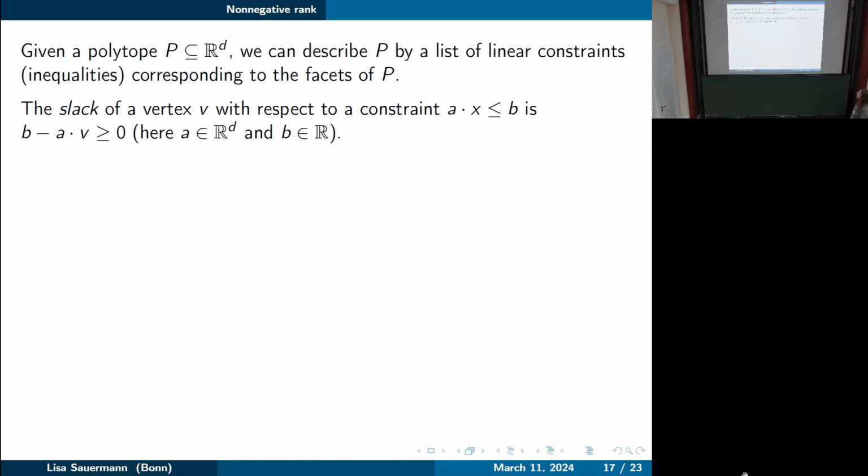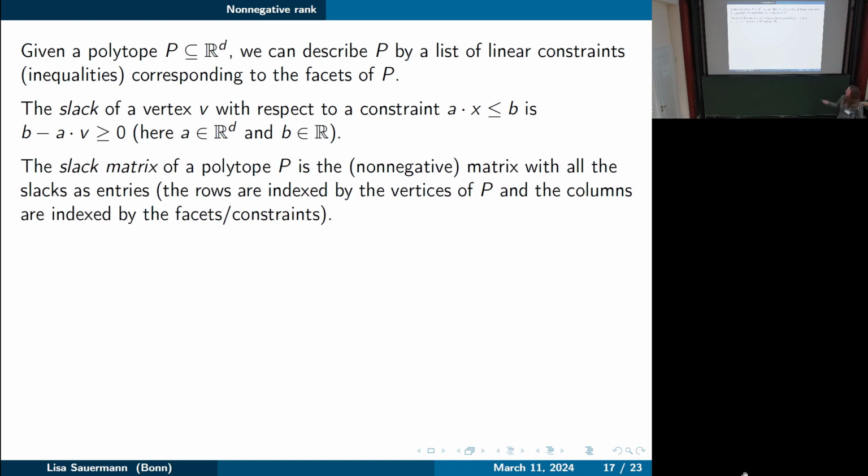Okay, so you have this polytope. For every facet you have a constraint, you choose an inequality. Up to renormalization, the inequality describing that constraint is unique. And then for every vertex you calculate the slack with respect to every constraint. So now it's very natural to arrange these numbers you get in a matrix.